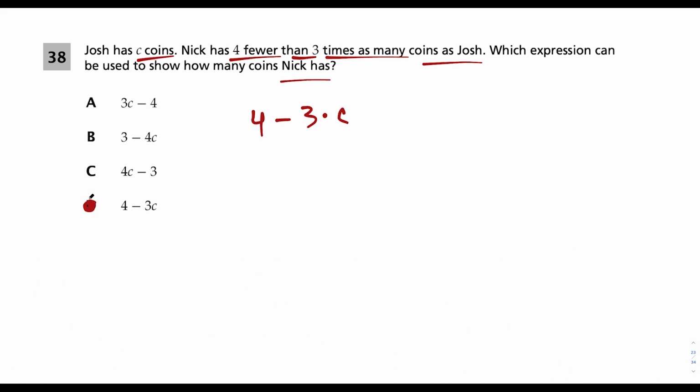But no, be careful. This is a very dangerous bear trap, okay? When they say 4 fewer than 3 times as many, that tells you you have to switch these two, okay? This language is very tricky to decipher, but 4 fewer than 3 times as many tells us that we have to switch these. So the correct answer would be, we would have this somewhat in the expression here, but we'd have to switch these, and the actual answer would be 3C minus 4, which would actually match choice A.